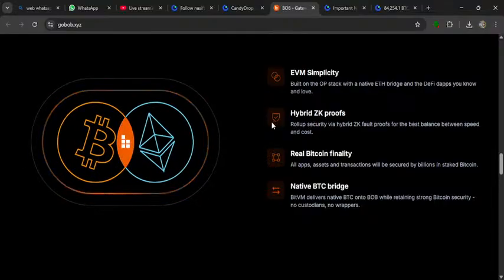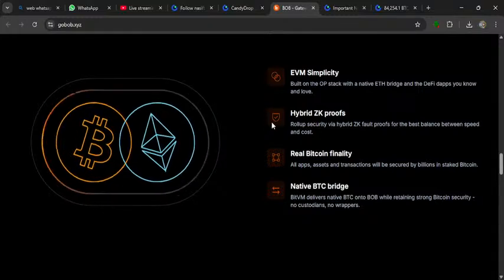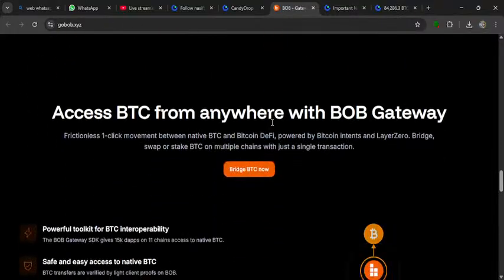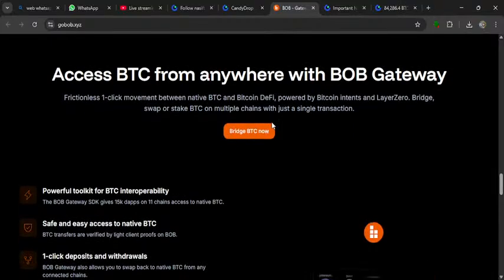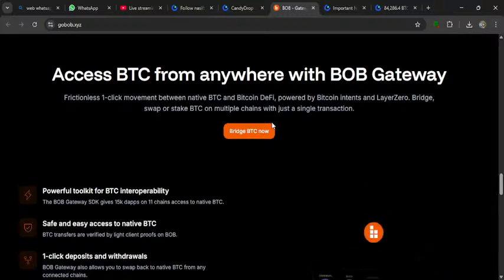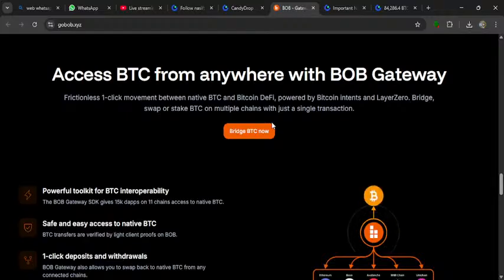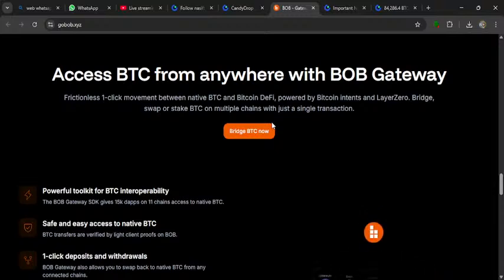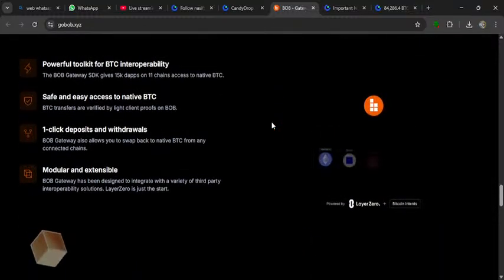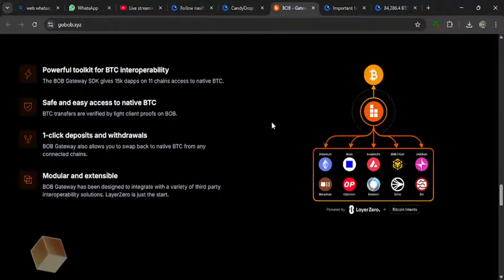Native BTC: BitVM delivers native BTC onto Bob while retaining strong Bitcoin security, with no custodian. Access BTC from anywhere with Bob Gateway. Enjoy frictionless one-click movement between native BTC and Bitcoin DeFi, powered by Bitcoin Intent and Layer 0. Swap or stake BTC on multiple chains with just a single transaction, with powerful toolkits for BTC interoperability.